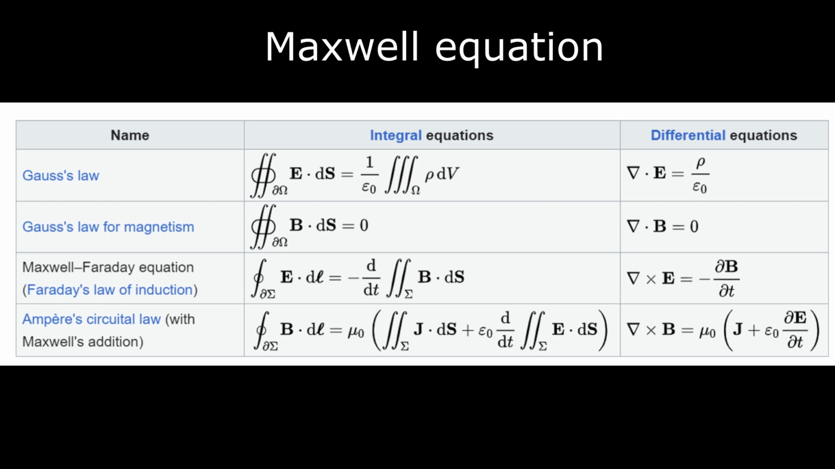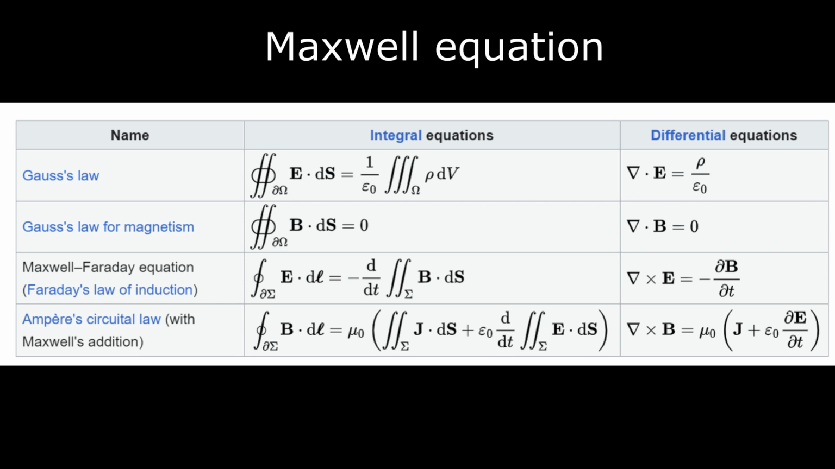The first equation is Gauss's law for electricity. This equation describes how charge generates electric fields. The second equation is Gauss's law for magnetism. This equation states that magnetic monopoles do not exist. The third equation, the Maxwell-Faraday equation. This equation explains how time-varying magnetic fields produce electric fields.